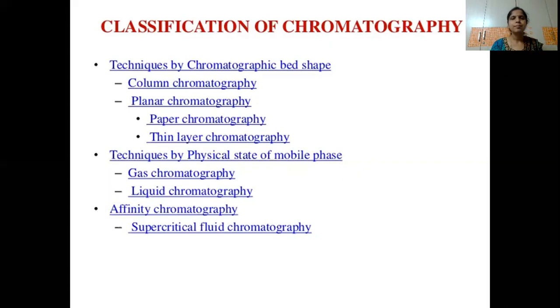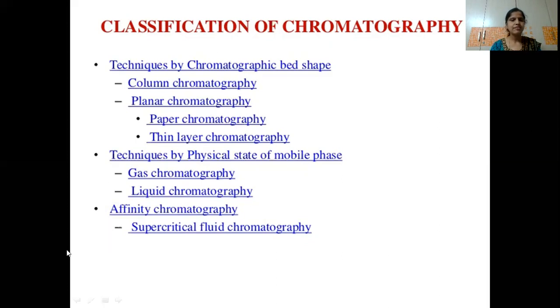So it is a planar technique. Whereas in column chromatography, the adsorbent is filled in the column. So it is a column technique. And the techniques by physical state of mobile phase. As I said, the mobile phase may be gas or liquid. Suppose if the mobile phase used is gas, then the technique we call as gas chromatography. If it is liquid, then it is liquid chromatography.